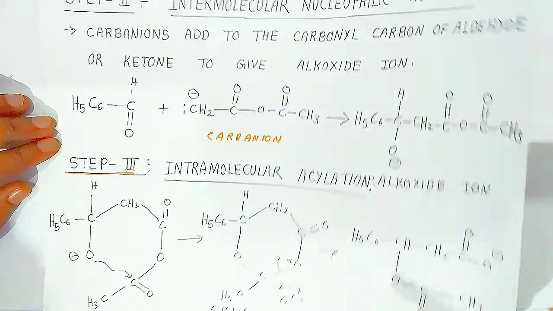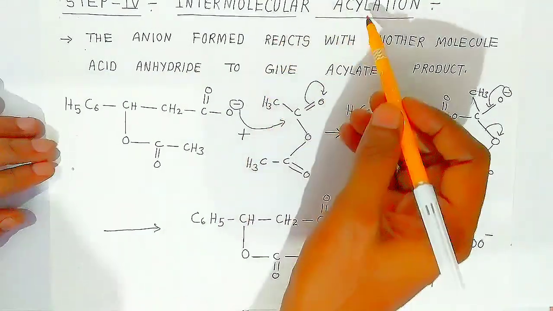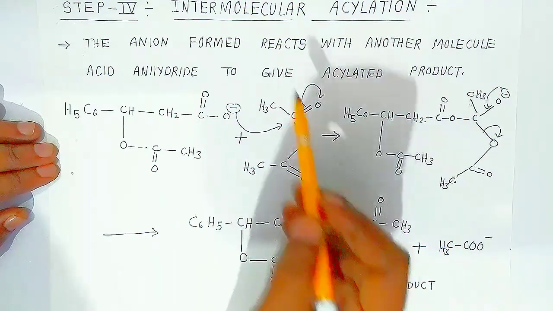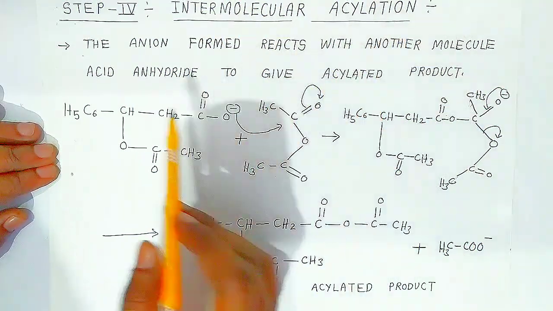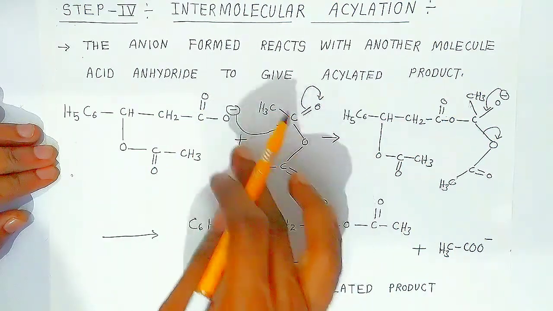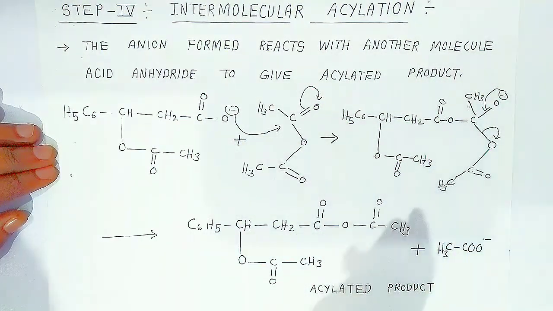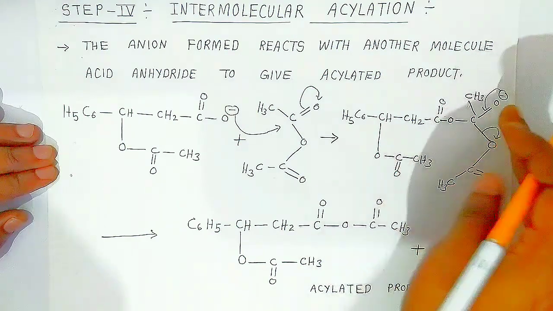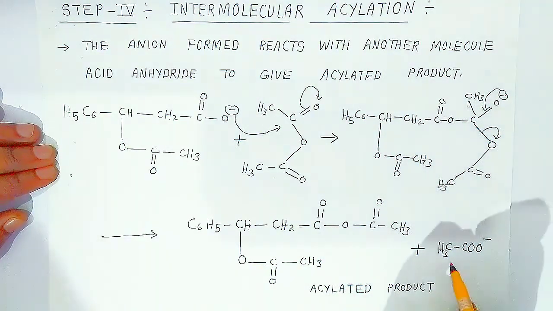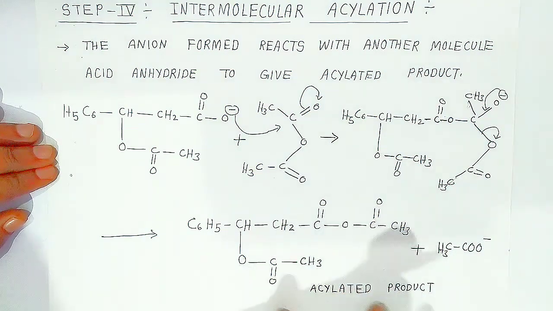Now what happens students, in fourth step intermolecular acylation will take place. Now one more molecule will be involved students, that is acetic anhydride will come, that is why it is called intermolecular acylation. The anion form reacts with another molecule of acid anhydride. This is another molecule students to give acylated product. After this reaction students, this negative charge will migrate here and there is an elimination of acetate and there is a formation of acylated product.